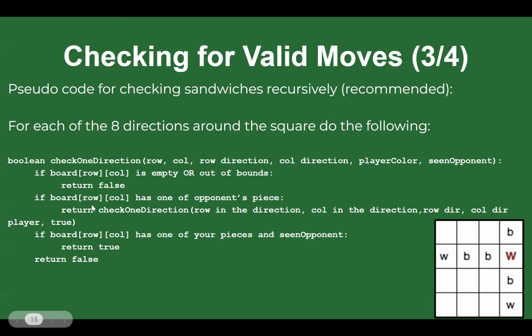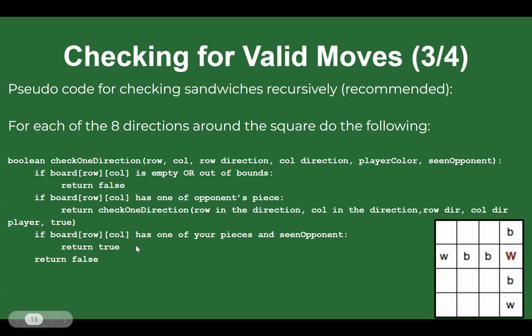If the square that we're at has one of the opponent's pieces, then we are going to recursively call this method. Say we're going to the right, we're going to add one to the column each time. Or if we're going up, we'll add one to the row each time. You see we keep the row direction, and then we pass true for seen opponent. So now we've seen an opponent, which means there's a lot of potential for this to be a valid move. All that needs to happen is that we see one of our pieces. So that's this third condition.